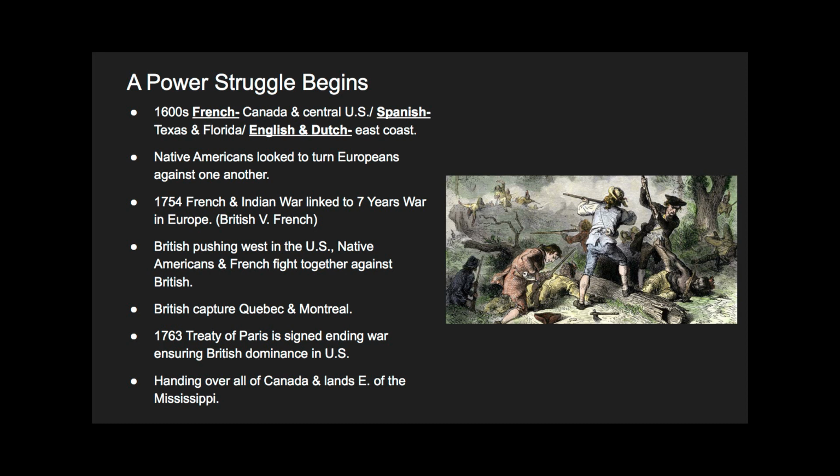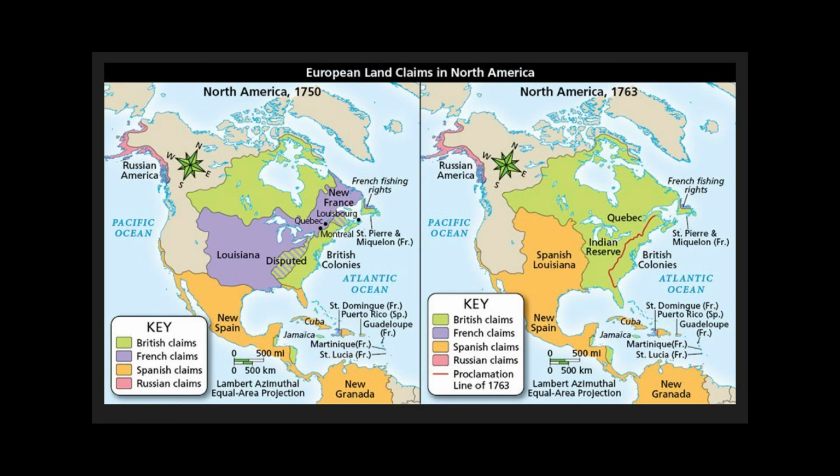Now, in the last slide that I have here, just to give you a little bit of a comparison, you see European lands claimed in North America. You see there North America in 1750, and then North America in 1763. You can see the green has significantly moved all over the east side of the map. You can see the Indian Reserve there across the red line, this proclamation line of 1763. You can see Quebec there, the British colonies, and then you can see the Spanish claims in Spanish Louisiana that have now grown up and have kind of eaten up a lot of the French holdings.